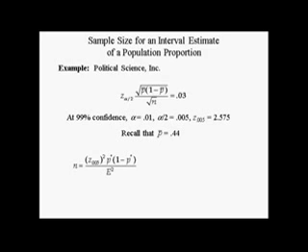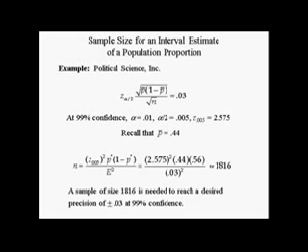Plugging these values into the equation for the necessary sample size yields 2.575 squared times 0.44 times 0.56 divided by 0.03 squared, which when rounded up equals 1816. A sample size of 1816 is needed to reach a desired precision of plus or minus 0.03 at 99% confidence. If we use a sample size of 1815 or smaller, the margin of error will be larger than 0.03 at 99% confidence.